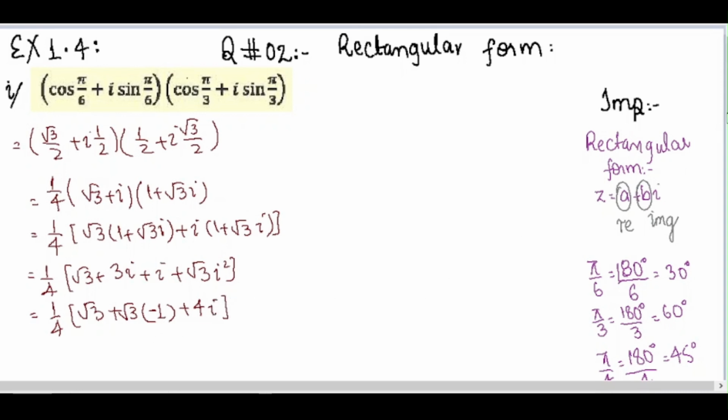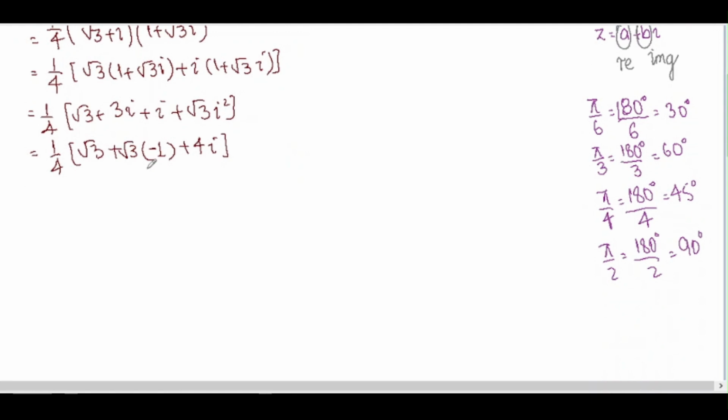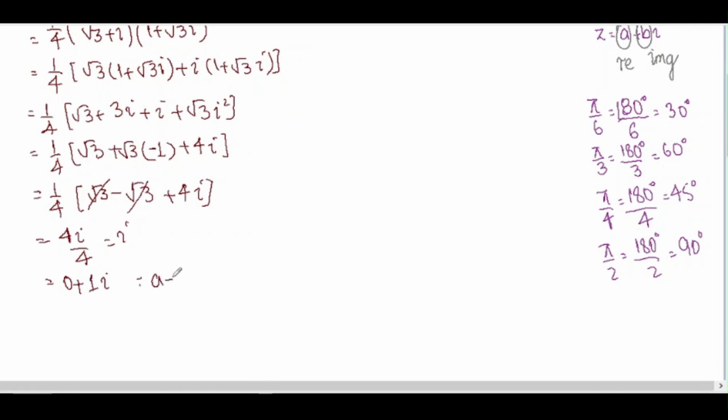Now it becomes 1 by 4 into square root of 3 minus square root of 3 plus 4 iota. So these two cancel and it becomes 4 iota divided by 4, which is equal to iota. So this is your answer. Now we have to write it in the form of a plus b iota, where there is no real part, so it would be 0 plus 1 into iota. It is in the form of a plus b iota, its rectangular form.